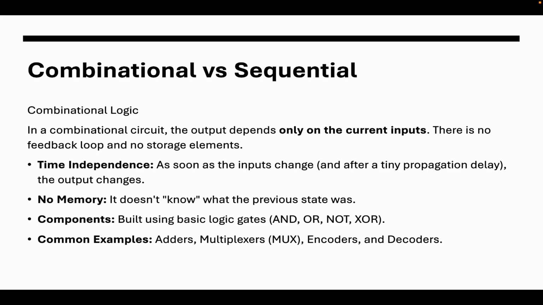In a combinational logic, the output depends only on the current input. There is no feedback loop or any storage mechanism. Time independence: as soon as the input changes, after a tiny propagation delay, the output will change. No memory, it does not know what the previous state was. What are the components it uses? It uses AND, OR, NOT, XOR. Common examples are adders, multipliers, multiplexers, encoders and decoders.